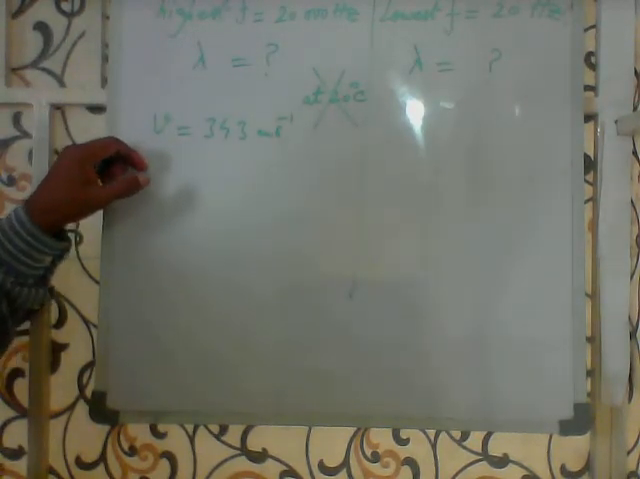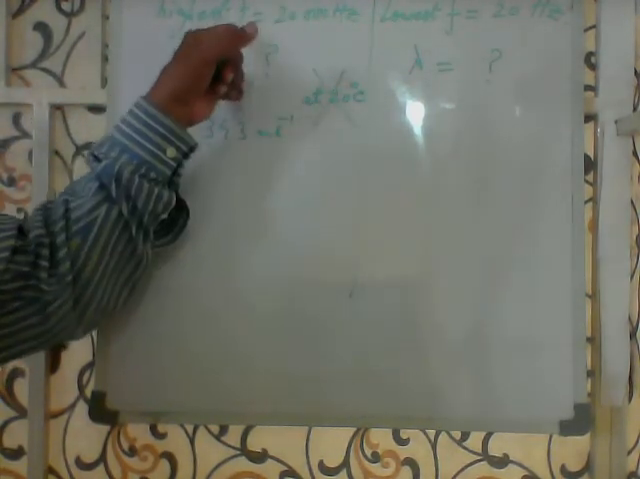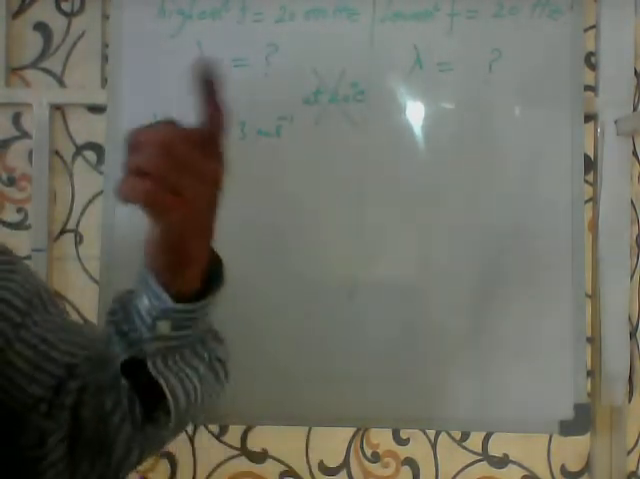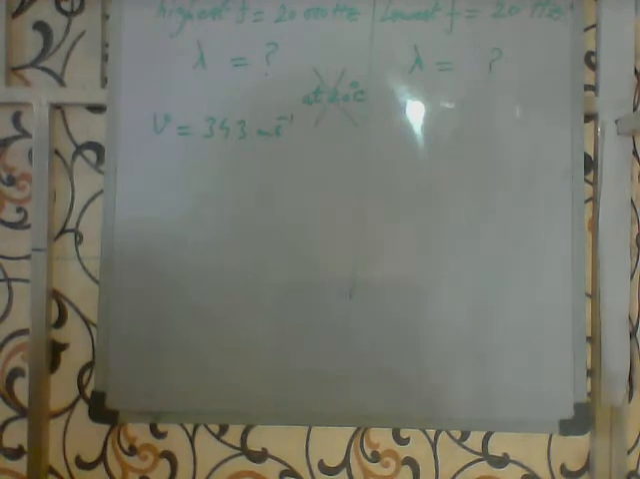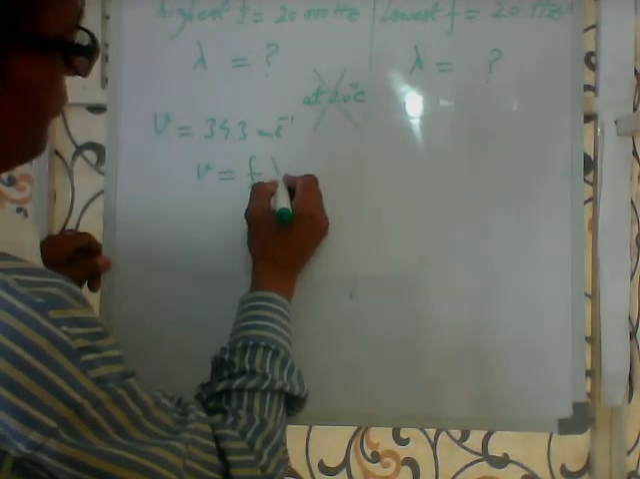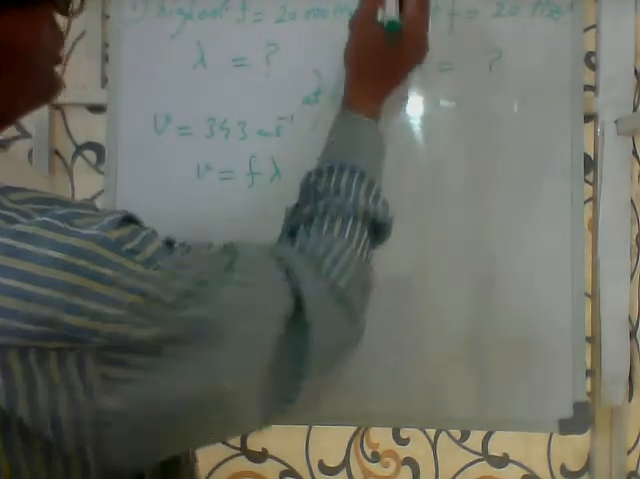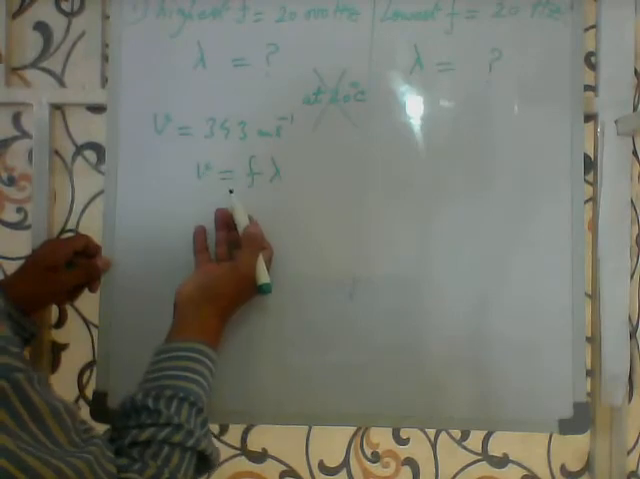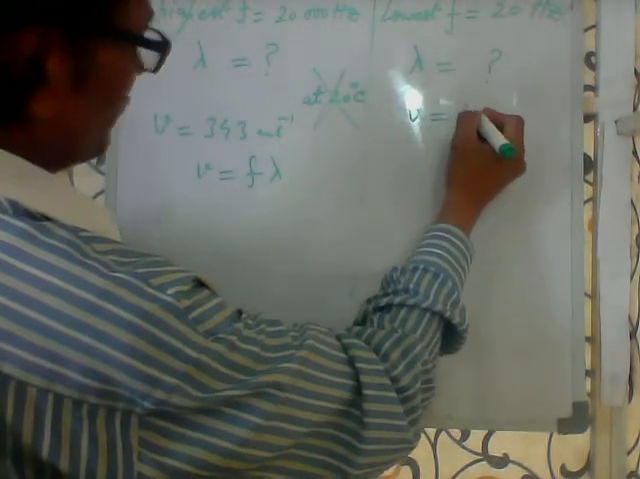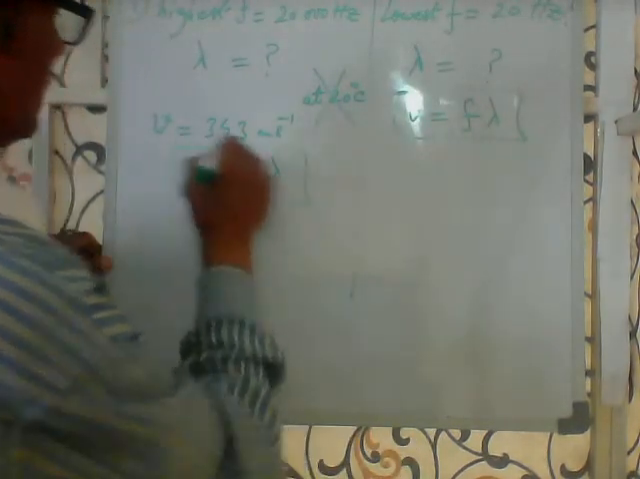If you follow the book, it writes lambda L, lambda M, f L, f M, which confuses you. So simply use the formula v is equal to f lambda. Write this as part 1 and part 2 along with the data. Here also we will use the formula v is equal to f lambda.